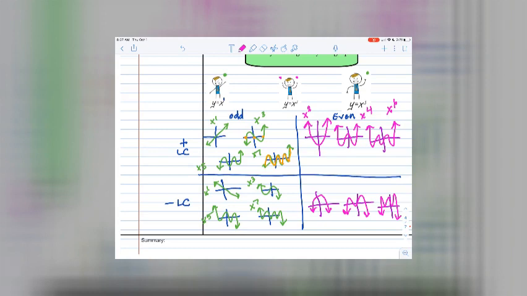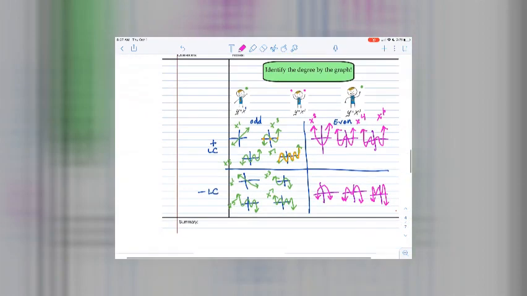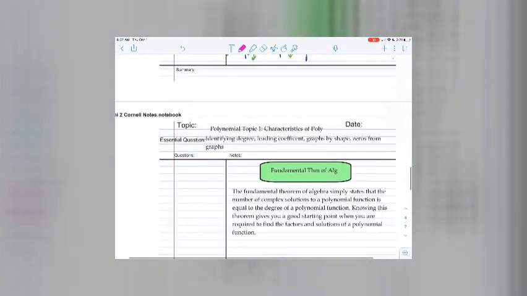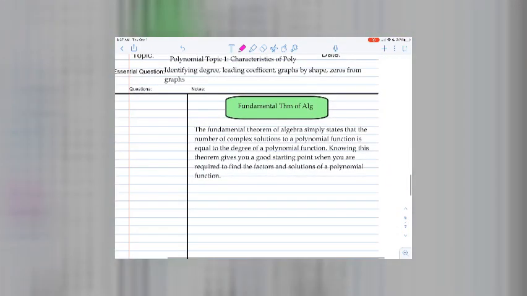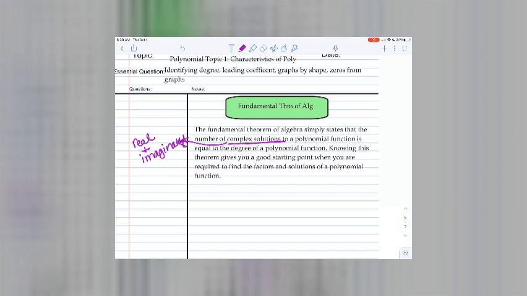So why is this important? It's important because of the mathiest thing probably you've seen all year, called the fundamental theorem of algebra. It says that the number of complex solutions to a polynomial function, remember complex means real and imaginary, is equal to the degree of the polynomial function. Knowing this gives you a good starting point when you're required to find the factors.